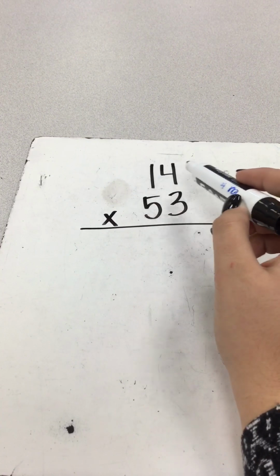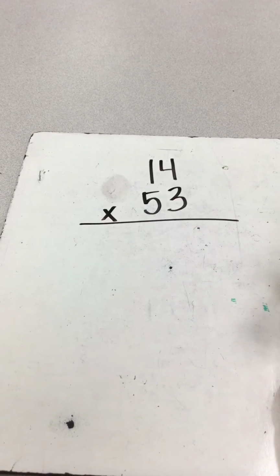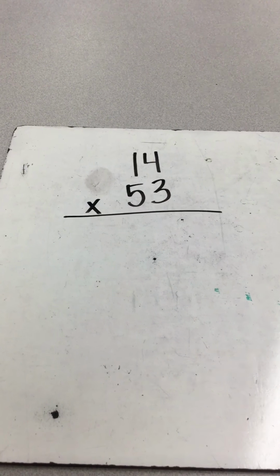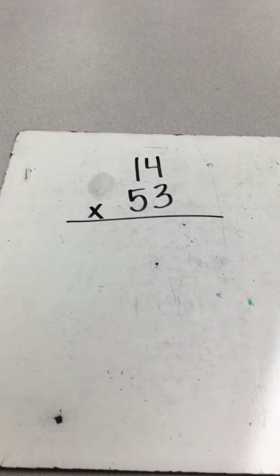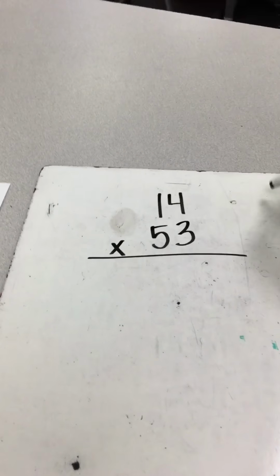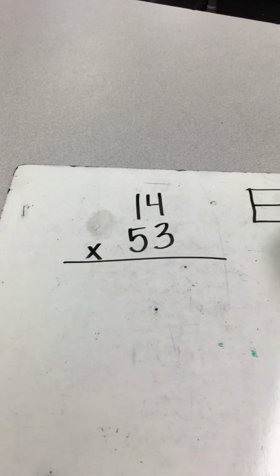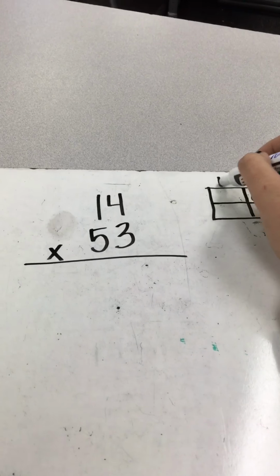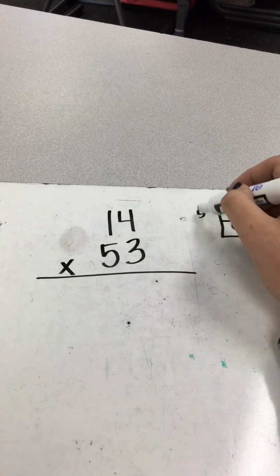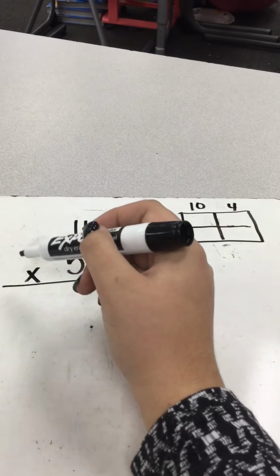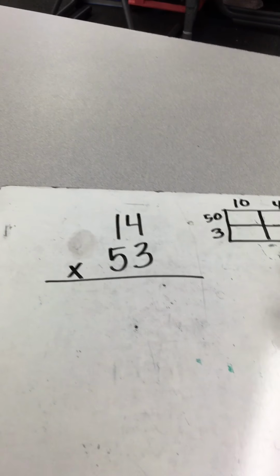The first one that we're going to do is 14 times 53, and this is called the expanded algorithm is what we're using. Also, if it asks to use partial products, you probably have seen them come home with using the box method that looks like this, and they would have done 10 and 4 or 50 and 3, separating those by place value. This is just another way to do the exact same thing.